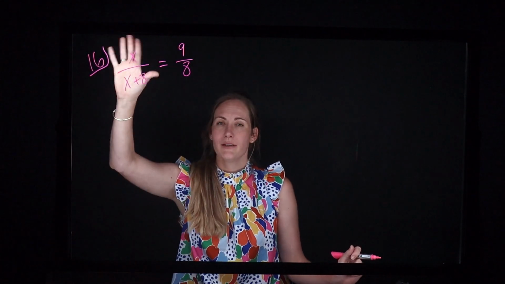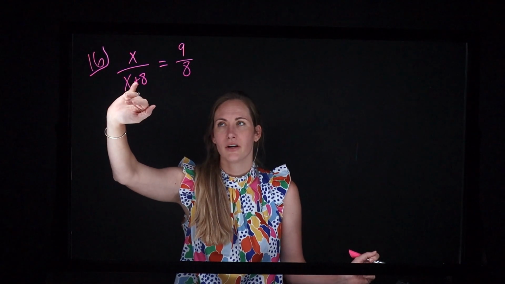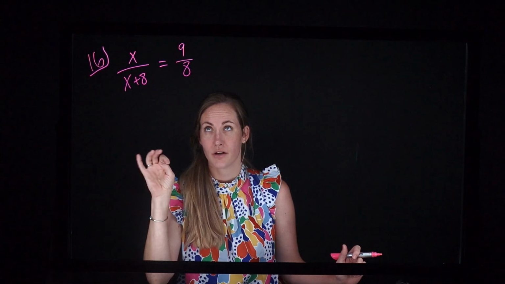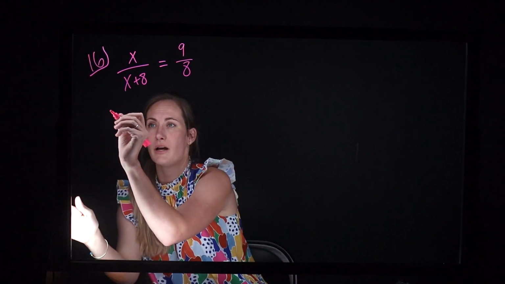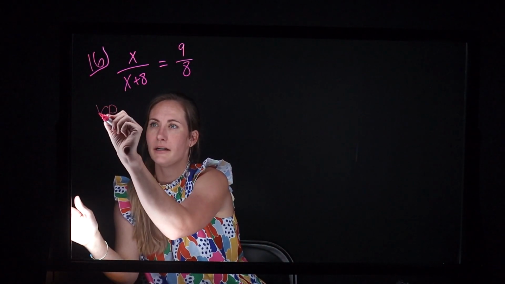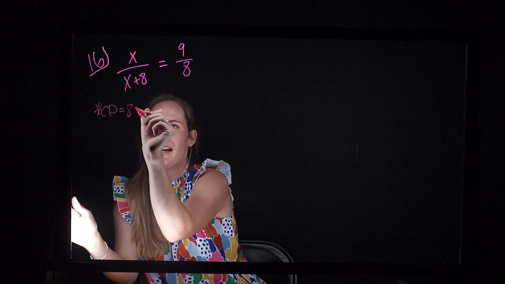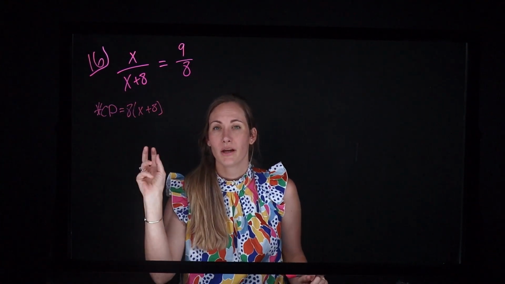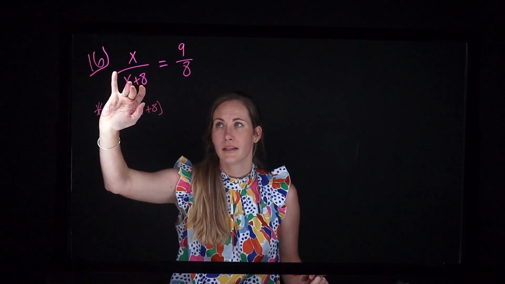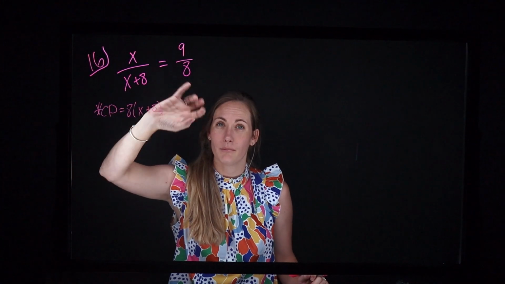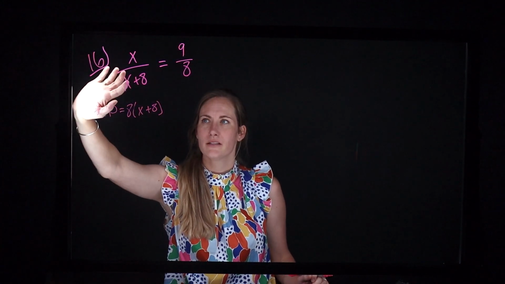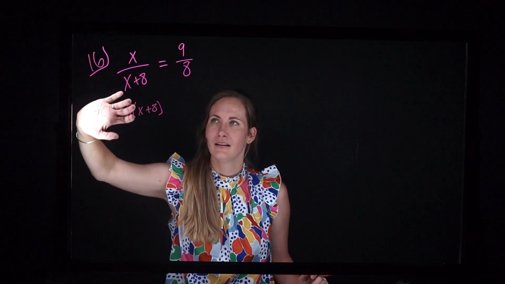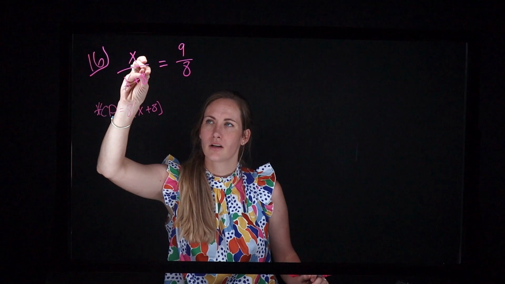So this problem is number 16. We have x over x plus 8 equals 9/8. We are going to cross multiply on this problem. The reason we can cross multiply is because our common denominator here would be 8 times x plus 8. And whenever we have our common denominator, we have to multiply the other denominator by it to figure out what would make it all be the same. So here, if I had x plus 8, I'd have to multiply it by this 8 so that it would all be over the common denominator.